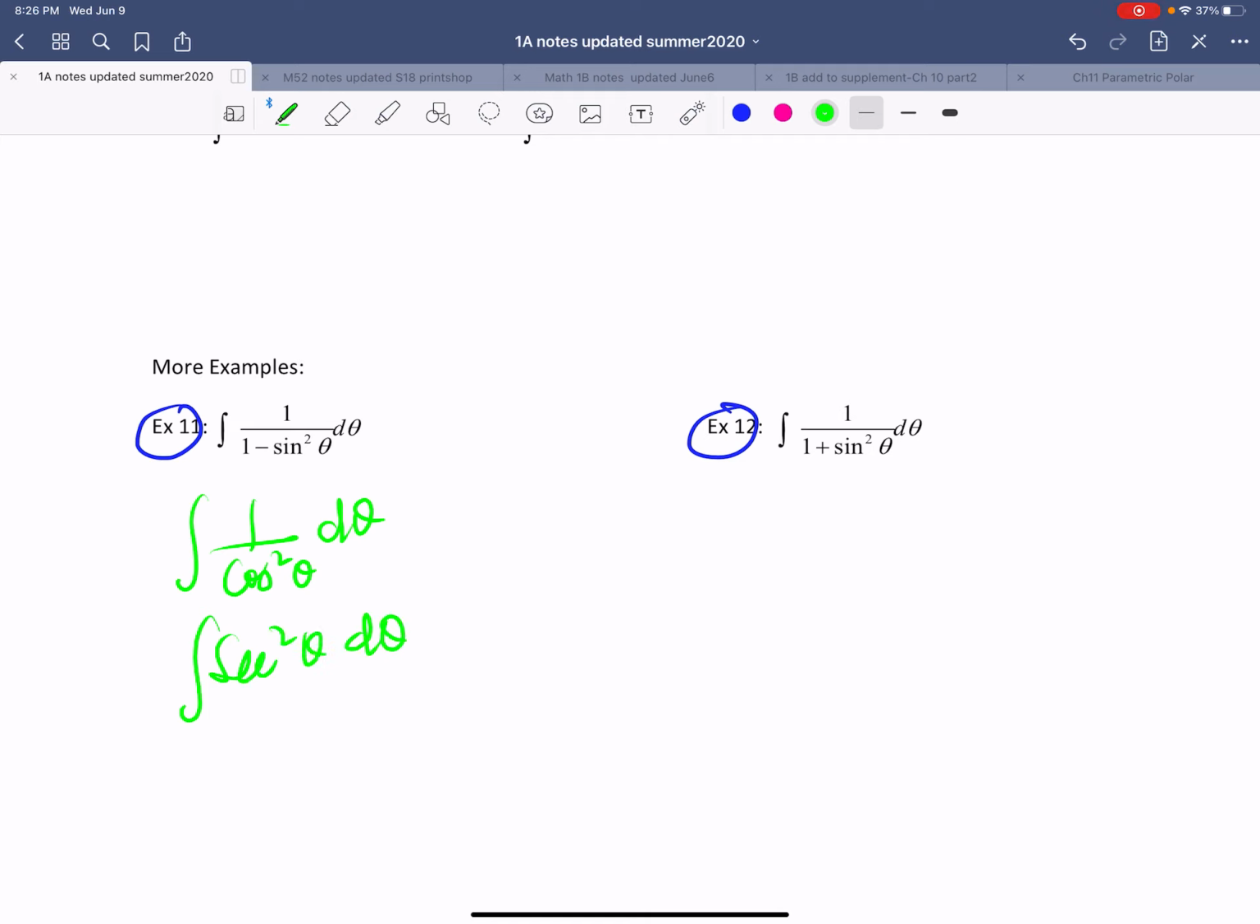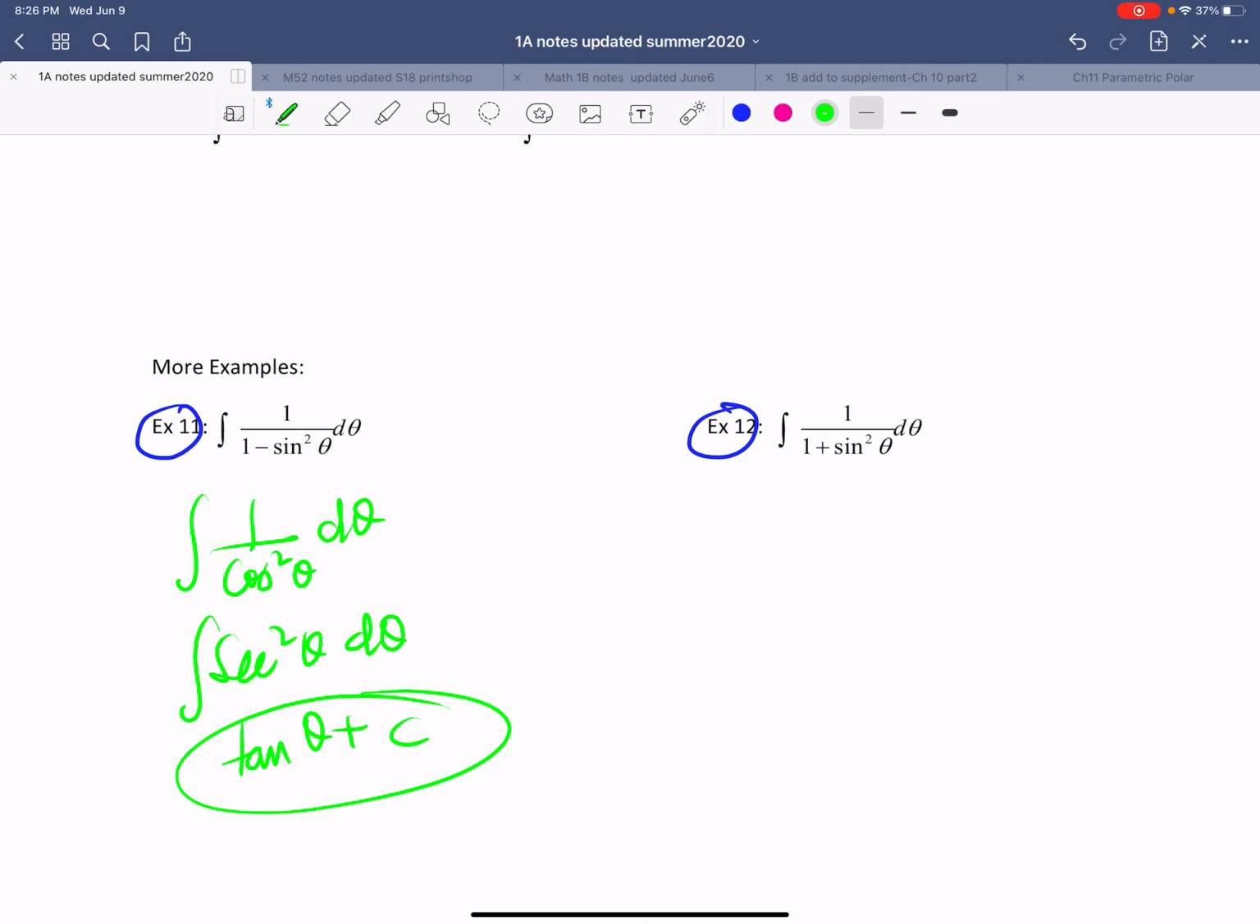And is there a function whose derivative is secant squared theta? Well, tangent x. The derivative of tan x is secant squared x dx, or it should be tangent theta, not tangent x. So be careful with the angle. Tangent theta plus c.